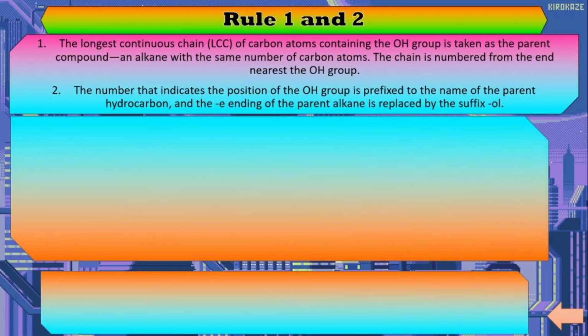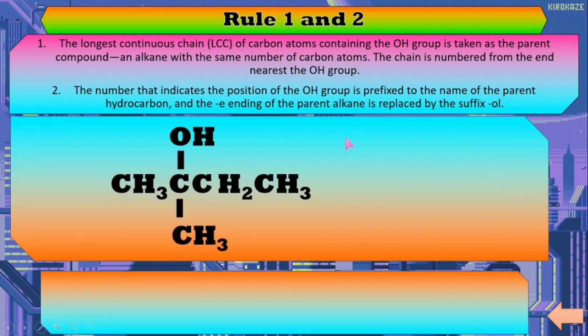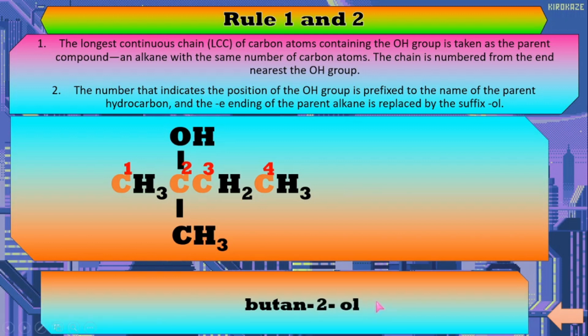Okay, this is for rule number 1 and 2. Since it has 4 carbon atoms, it is butane, or 2-ol because the hydroxyl group is attached on the second carbon, and 2-methyl because the alkyl group methyl is attached on the second carbon. Therefore, its name is 2-methyl-2-butanol.